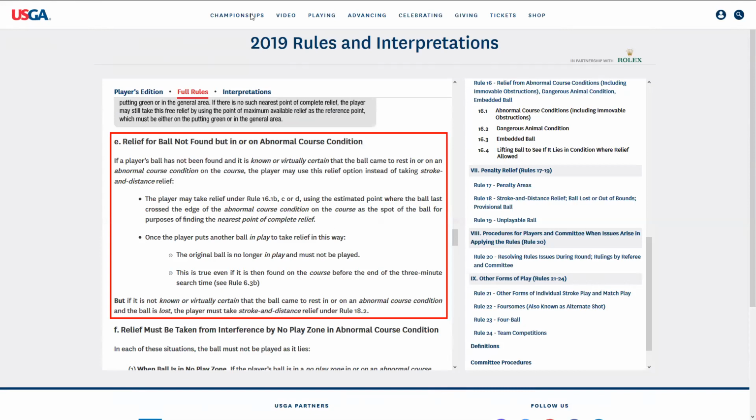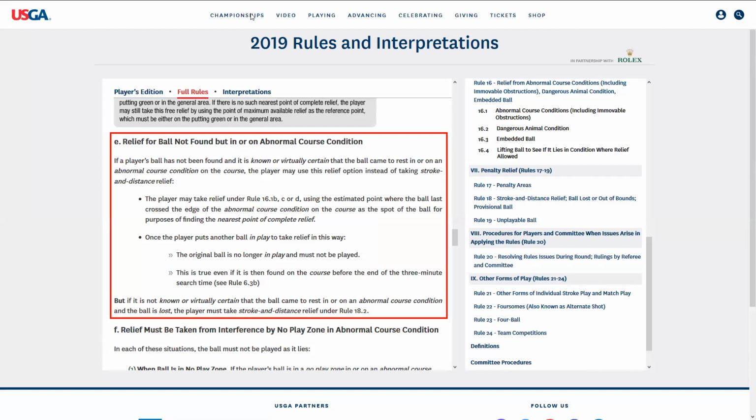So the player hits his ball. If a player's ball has not been found and it's known or virtually certain that the ball came to rest in or on an abnormal course condition on the course, the player may use this relief option instead of taking stroke and distance. So the player goes up there. He knows where the ball went because the rules official was standing right there, i.e. me, and the ball goes into this shed. The player comes up and says, "Where's the ball?" I said, "Well, it's in the shed." "Well, where is it?" I said, "I don't know. It's in the shed." And you look and you can't find it. But you know it's in the shed.